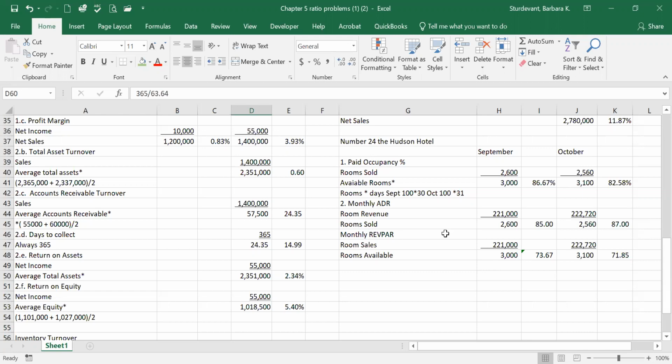RevPAR says, okay, what could I make per room if I sold all my rooms? So if these are my sales and I sold all my rooms, this is what I would get per room. In October, this is my sales. These are the rooms that I could sell, and that would be my price per room. So it's kind of funny here. The actual was a little bit more from month to month based on selling all your rooms. But again, there's 100 extra rooms here. Price per room actually went down.